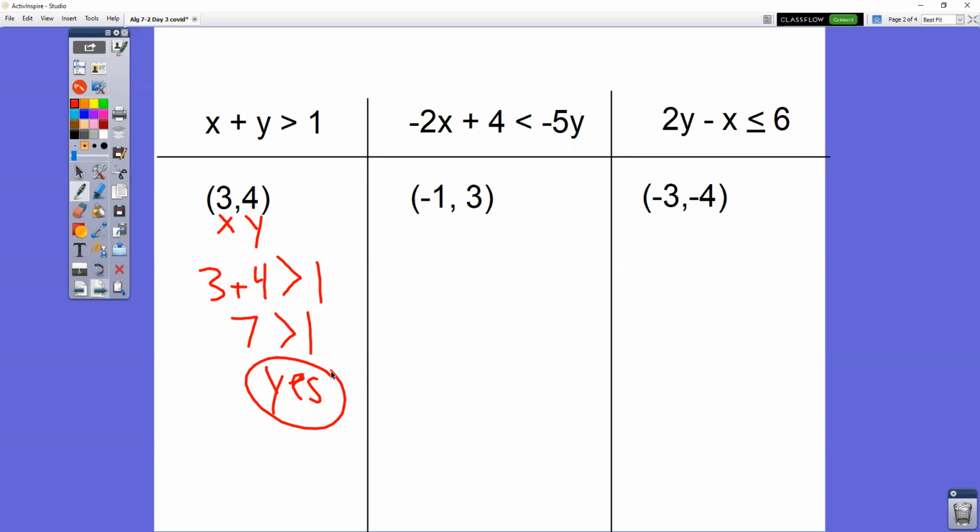Go ahead and try both of these next two on your own, please. Sub in your x, sub in your y, and see if your inequality statement is true. If it's true, then you're going to write yes. If it's not, then you're going to write no. Sub in your x and your y at the same time.